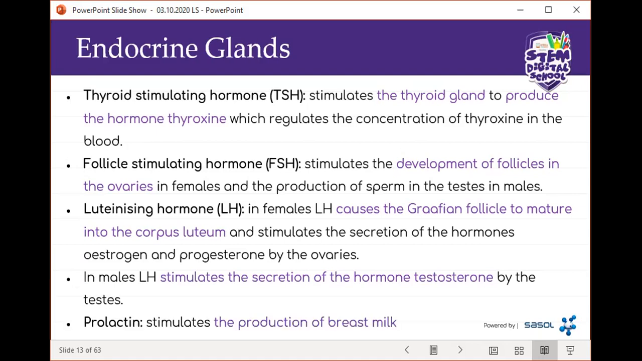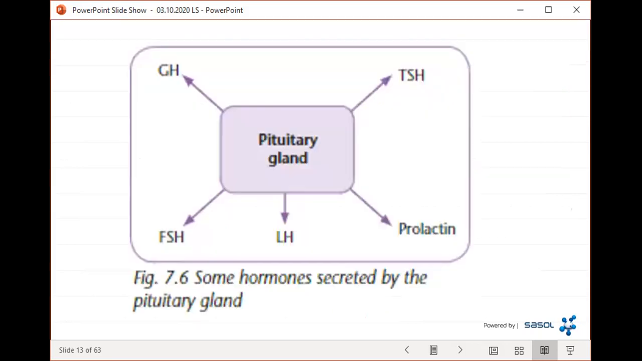Then we have prolactin, which is also a hormone that is secreted by the pituitary gland, and it stimulates the production of breast milk. So the target organ for prolactin would be the mammary glands. Okay, so that's where breast milk is produced. Right, so then we move on.